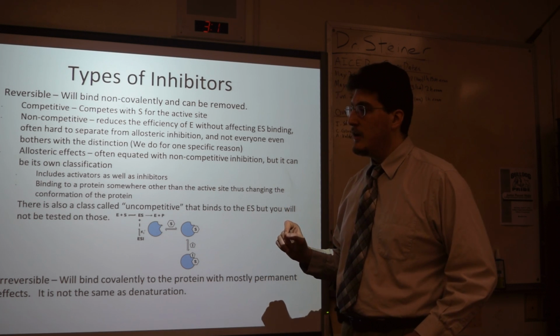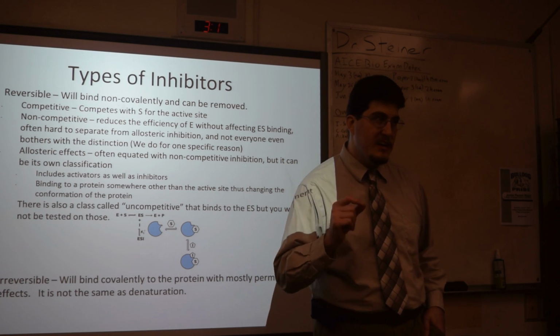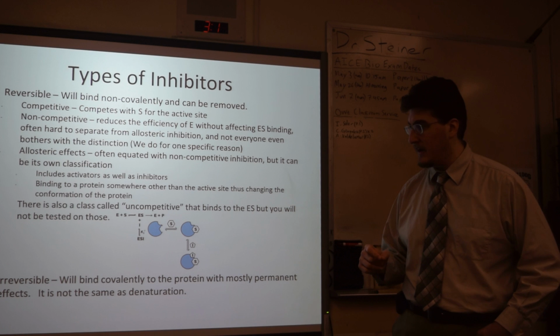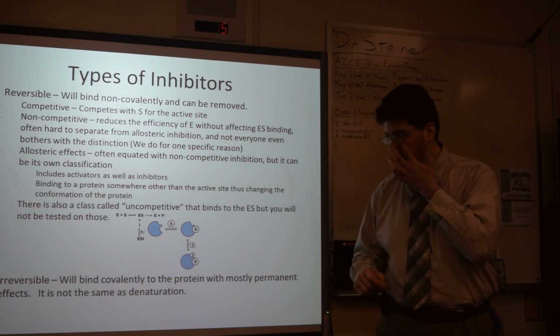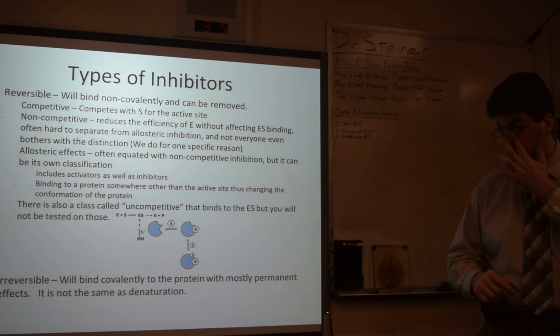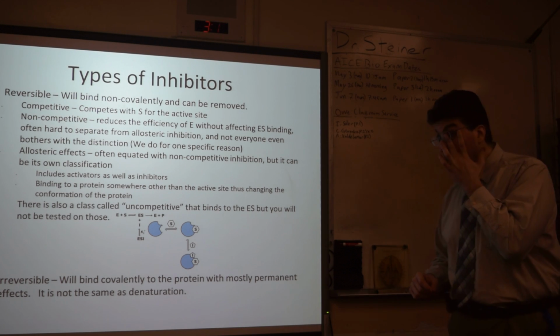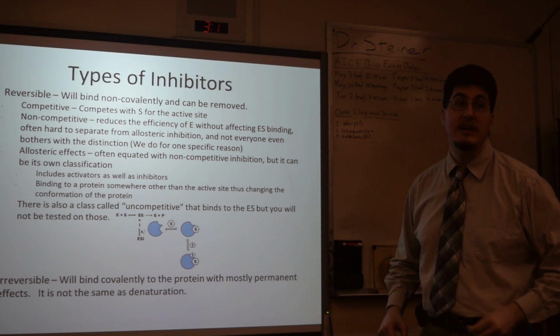Irreversible inhibition is just that. It cannot be undone. It is permanent. It will bind covalently to the protein with permanent effects. This is not the same thing as denaturing the protein.